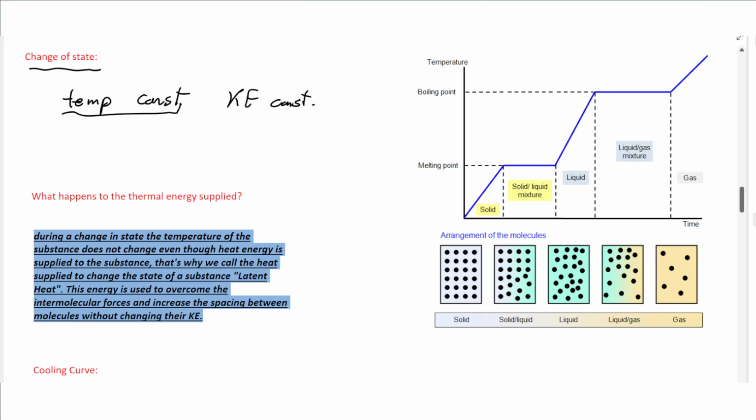You cannot say this in melting, boiling, condensing, or freezing. Since the temperature is constant, there is no change in kinetic energy. But what happens to the thermal energy supplied or taken? This thermal energy during melting or boiling is used to break the intermolecular forces between the molecules and increase the spacing between them. Or saying that the thermal energy is converted to work to increase the spacing between molecules. So work is equal to force times distance. Force is the intermolecular forces, and distance is increasing the spacing between the molecules.